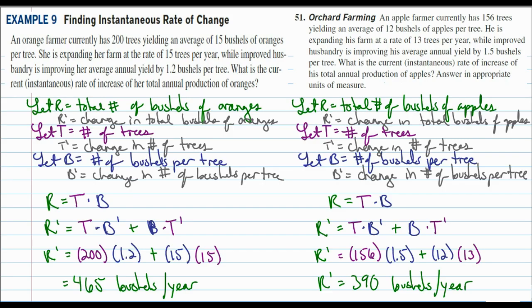So these original amounts were changing according to time. So the bushels per tree was changing according to the number of years. The total number of trees changing per year. And then our final answer was our total number of bushels was also changing every year.